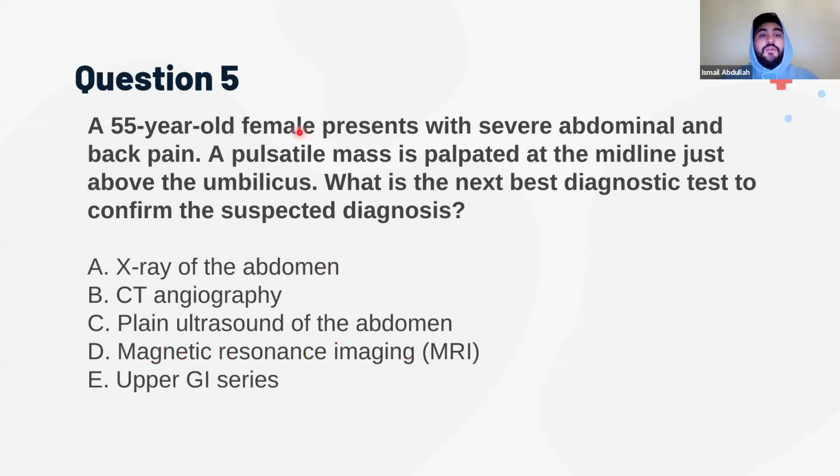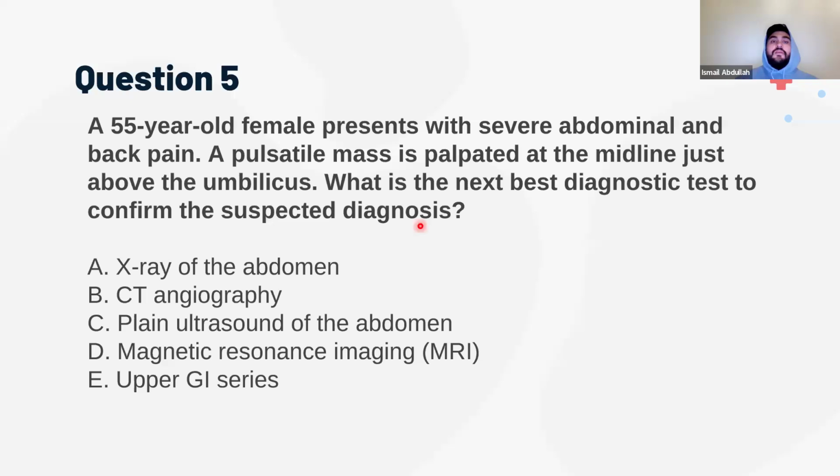Okay, so a 55-year-old female presents with severe abdominal pain and back pain as well. A pulsatile mass is palpated at the midline just above the umbilicus. What is the next best diagnostic test to confirm the suspected diagnosis?